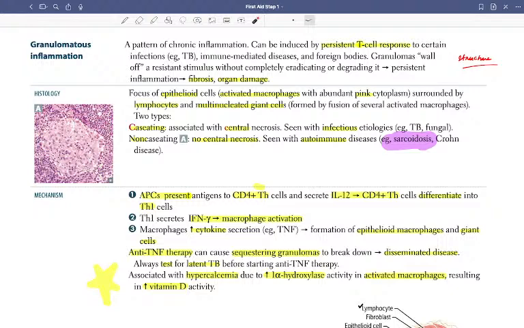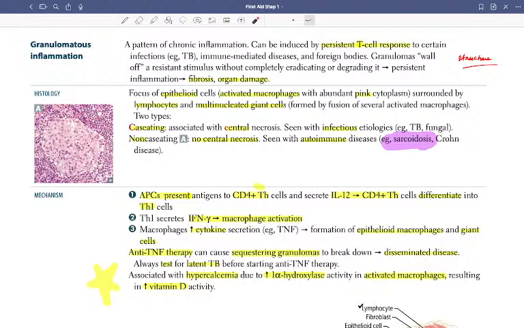Next is the mechanism. The APC presents to the T helper 4, which has the MHC2 complex, CD4 to CD8. That secretes interleukin 12. Interleukin 12 in turn differentiates the CD4 plus cell into T helper 1. This is acting on itself.